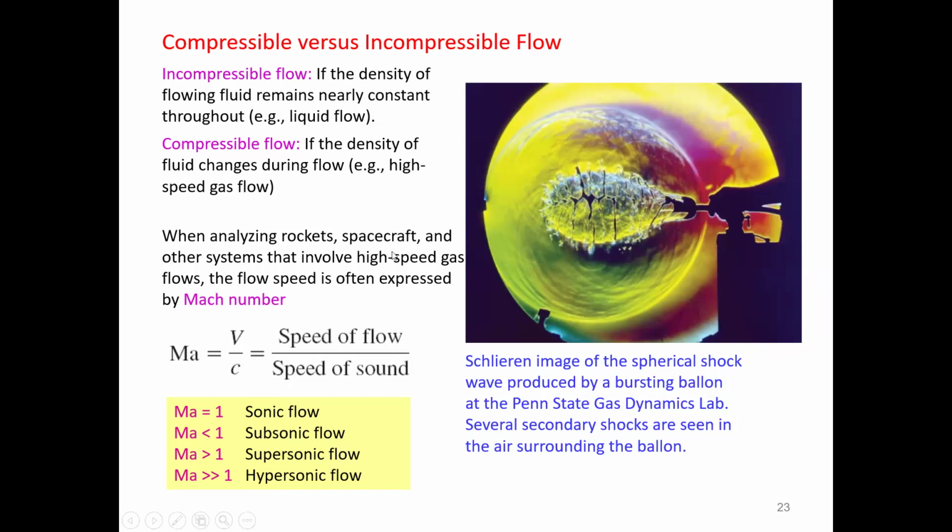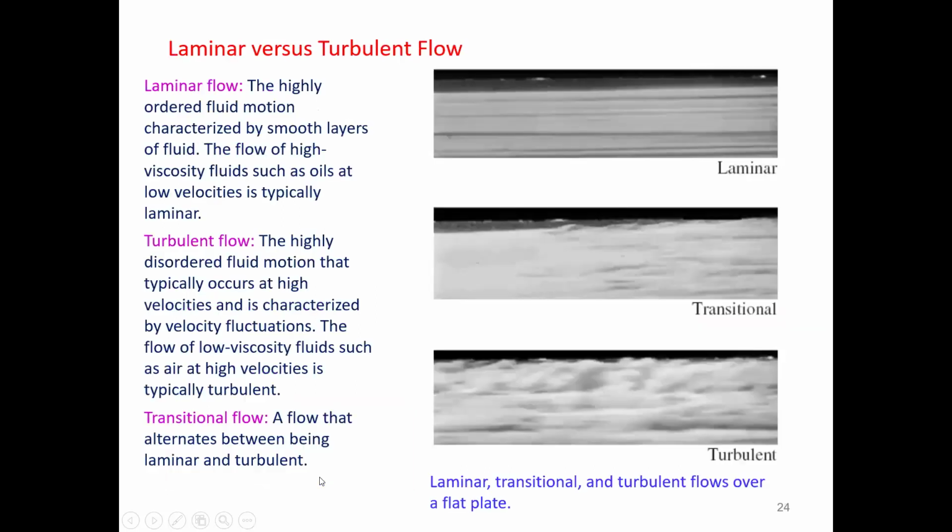In analyzing rockets, spacecraft, and other systems that involve high-speed gas flows, the flow speed is often expressed by the Mach number. Mach number is a non-dimensional number. Depending upon this Mach number, we can classify which kind of flow is flowing. This is the range of the Mach number. If the Mach number is 1, then we call that flow a sonic flow. This is a periodic wave nature form. If the Mach number is less than 1, then it is a subsonic flow. If it is greater than 1, it is supersonic flow. If it is much greater than 1, it is known as a hypersonic flow.